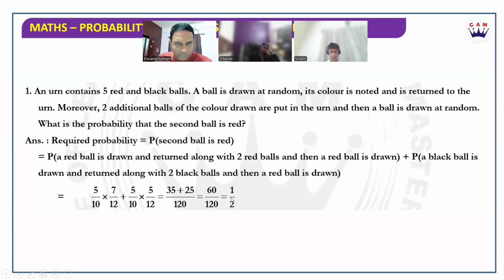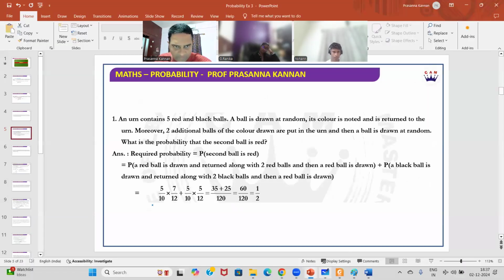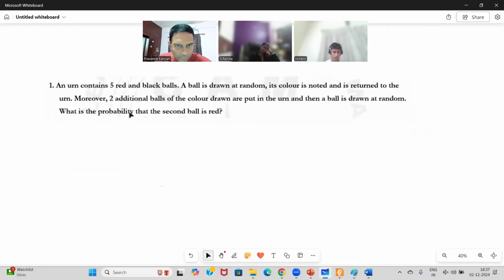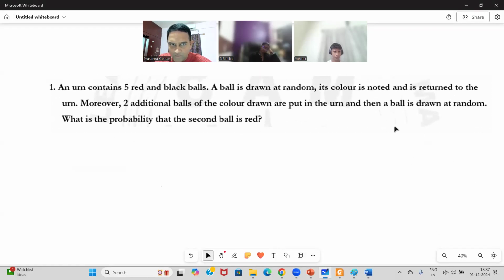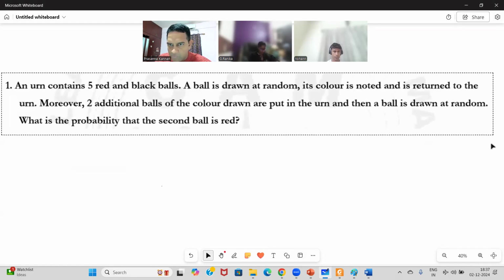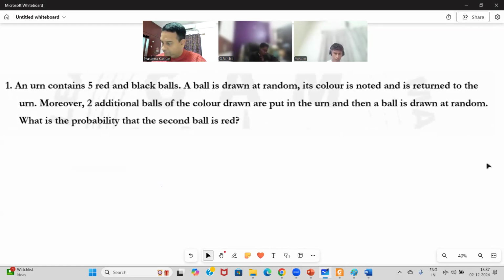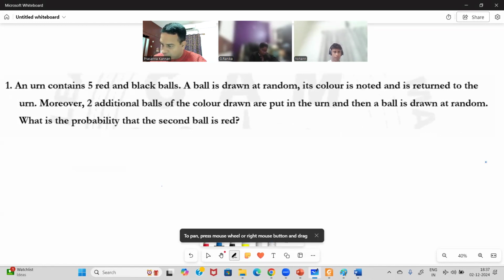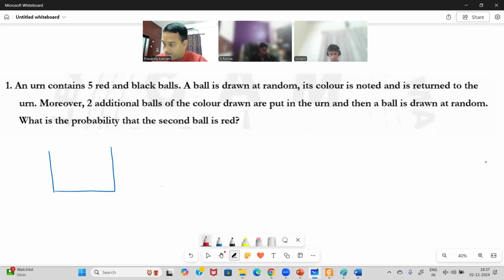So let me give you an idea in detail so that you understand well. You can see here. Let's say there's an urn which contains 5 red balls and 5 black balls. Now you're going to draw a ball. What could be the possibilities? Yes, Johan, what are the possibilities if I draw a ball?